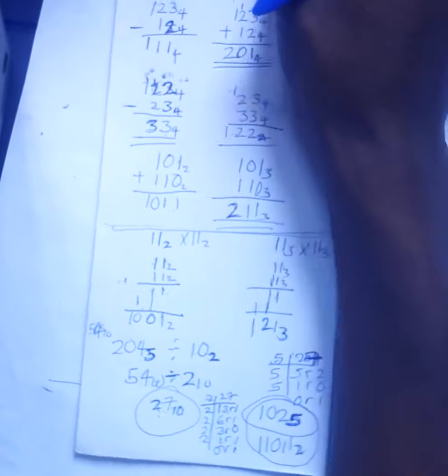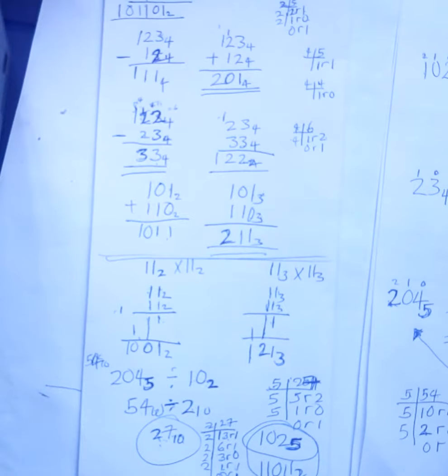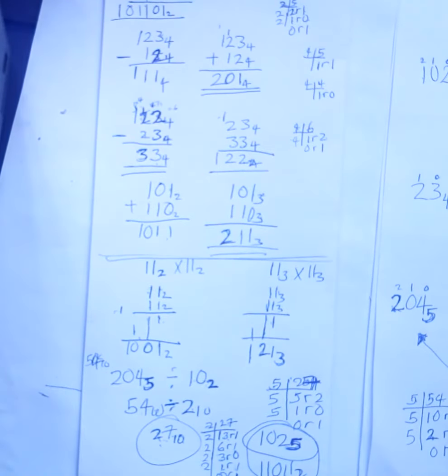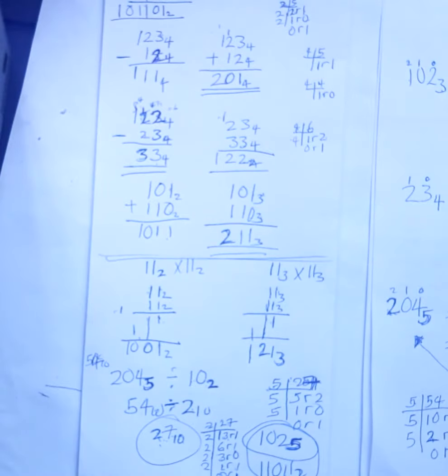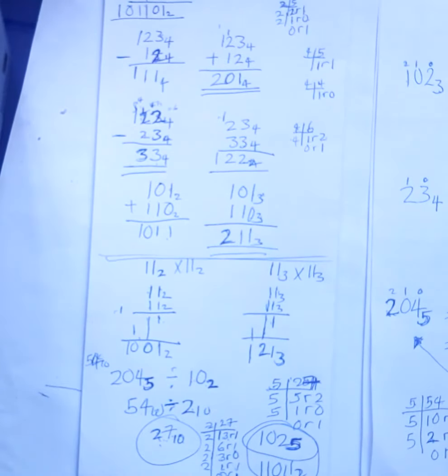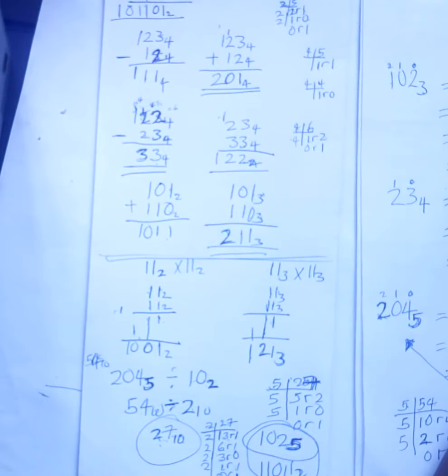So in this episode, we're talking about the complex question, which deals with combining two bases, like base 2, base 5, base 10, combining them together.